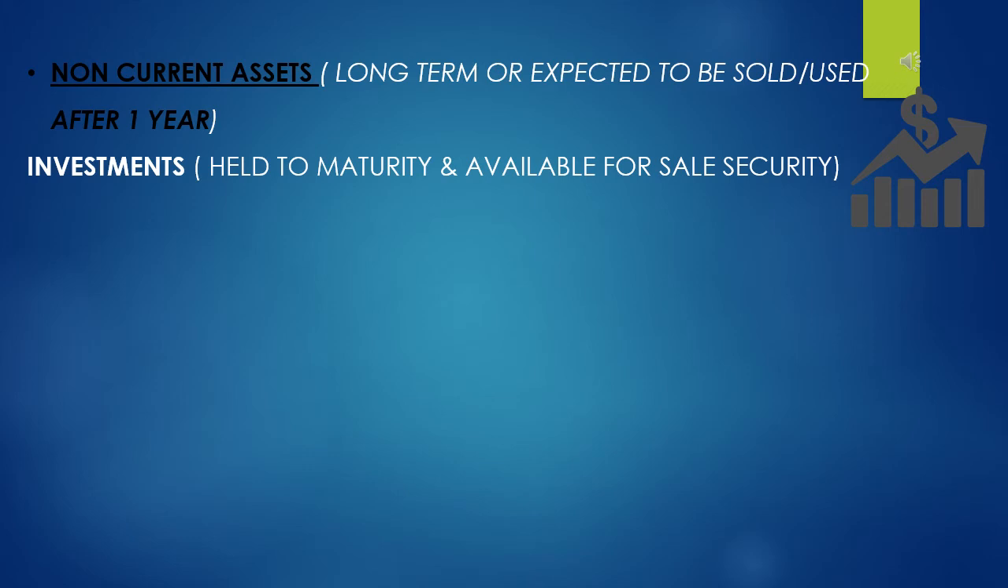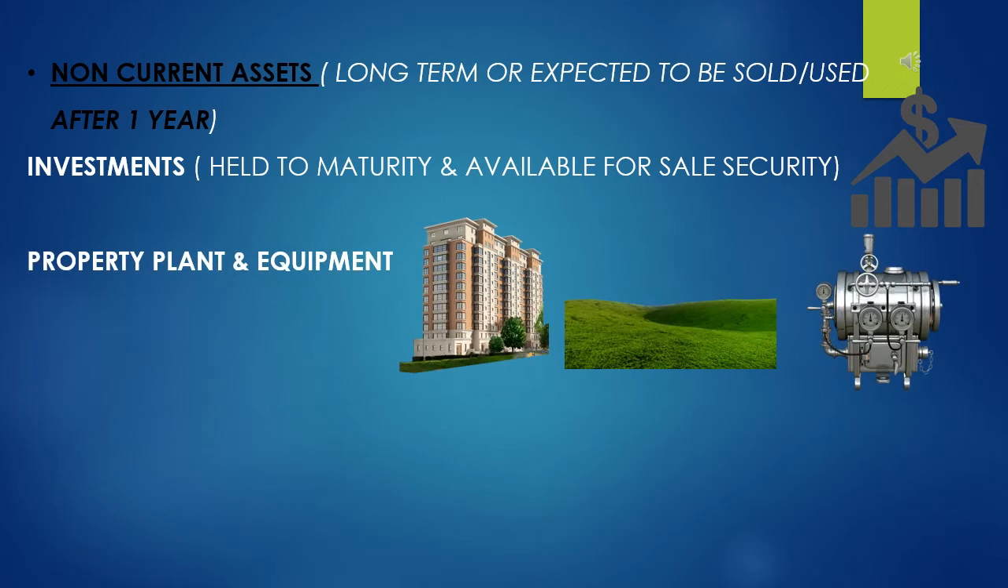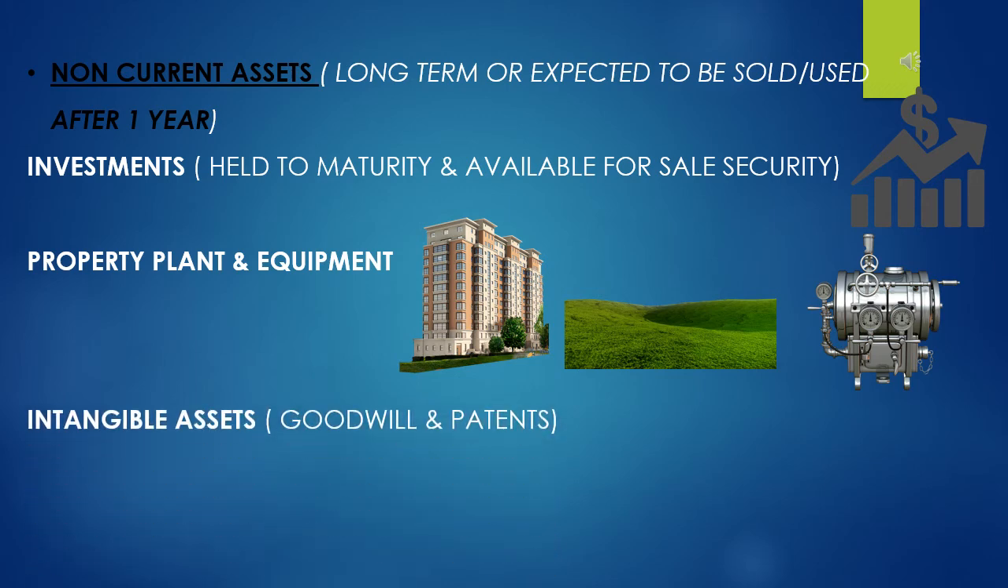The second example of non-current assets is property, plant, and equipment. It's just the building, the land, and the machinery. Basically, what you need to produce a product. Intangible assets are goodwill and patents. Patents are sometimes the right to produce a certain product or whatever.